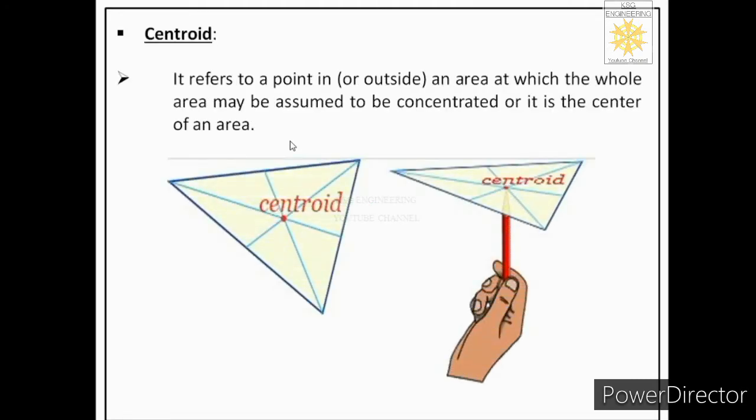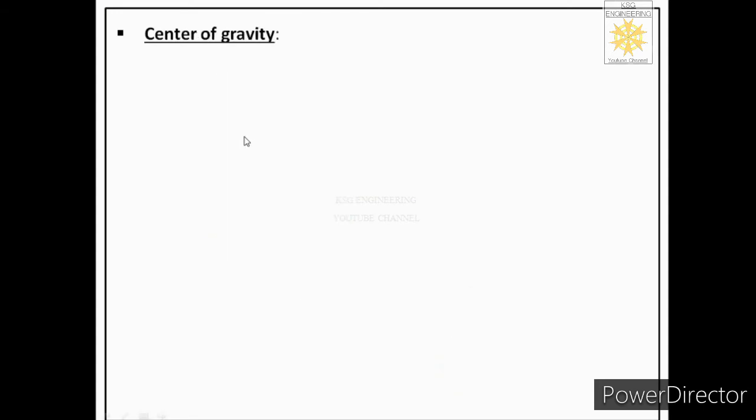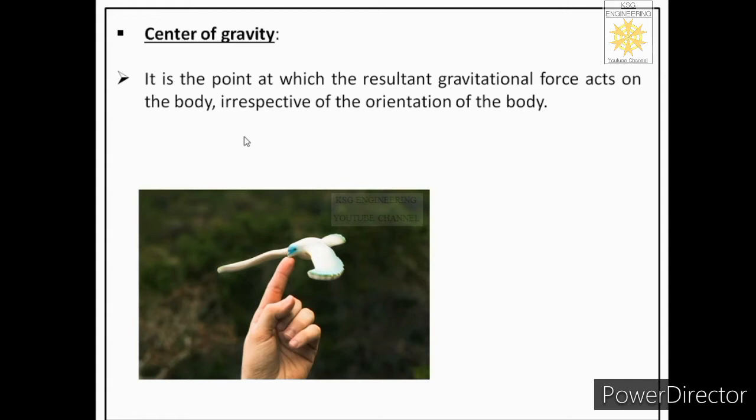If we have to define the centroid of an area, we can say it refers to a point in or outside an area at which the whole area may be assumed to be concentrated. Or we can say it is the center of an area. Now let us see what the center of gravity is.